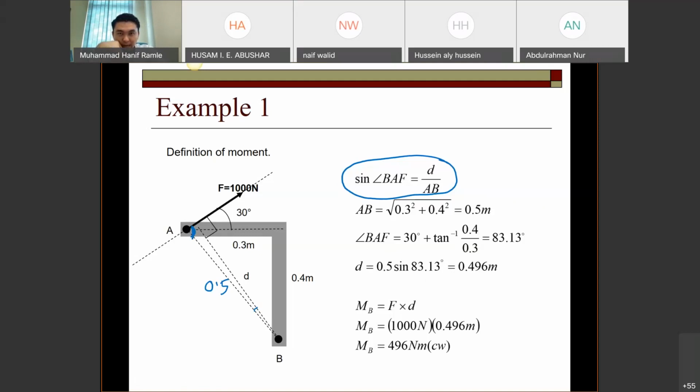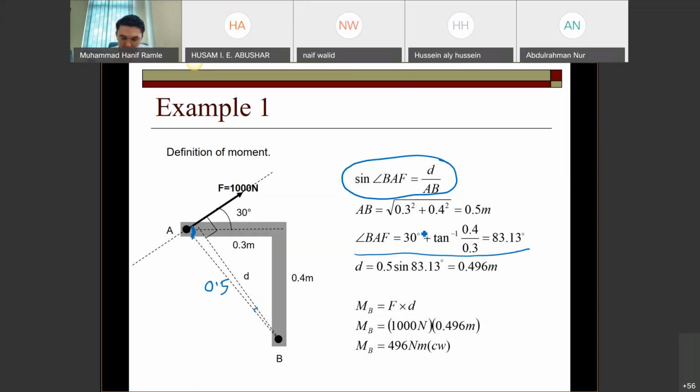Do you get the idea on how to find the angle of BAF? Doctor, it should be negative. Sorry? It should be negative because it's clockwise. Hey, this one is not moment. Okay, doctor, still not moment. We are finding the angle. Oh, you mean the final answer? We are not reaching that point yet. I'm explaining about the angle.